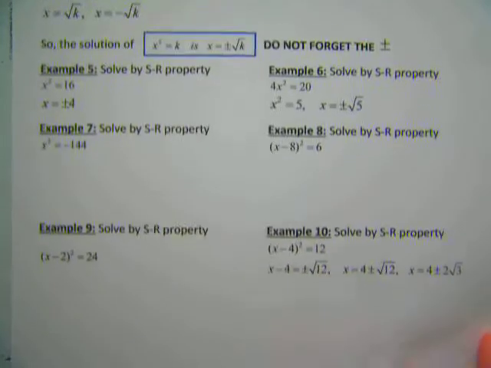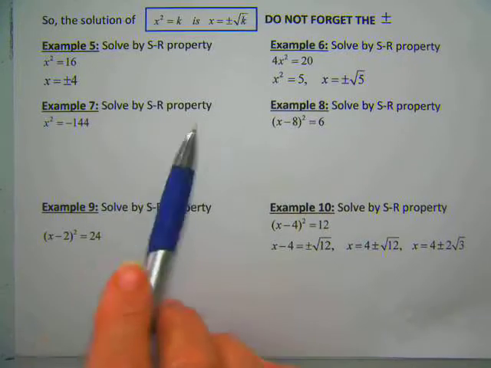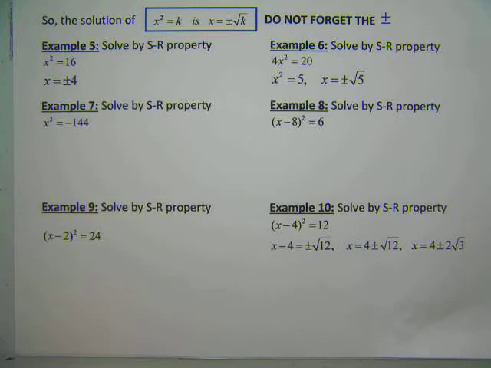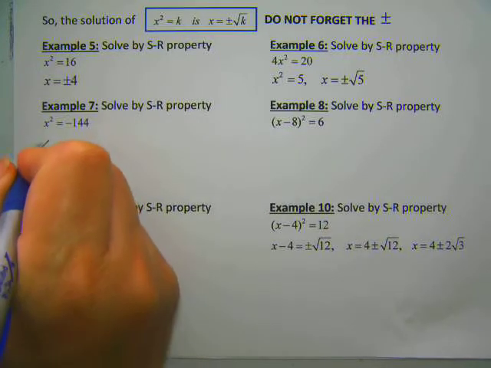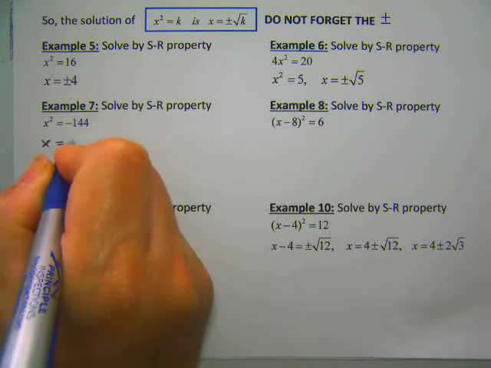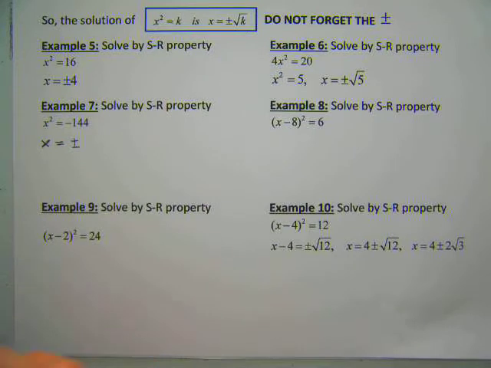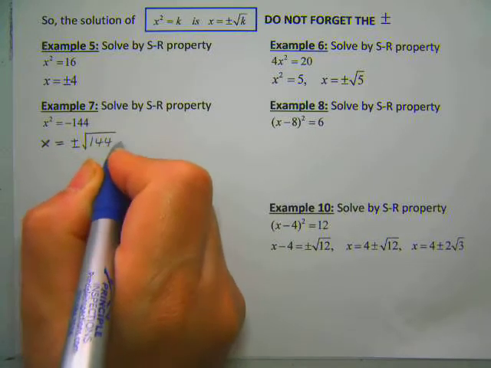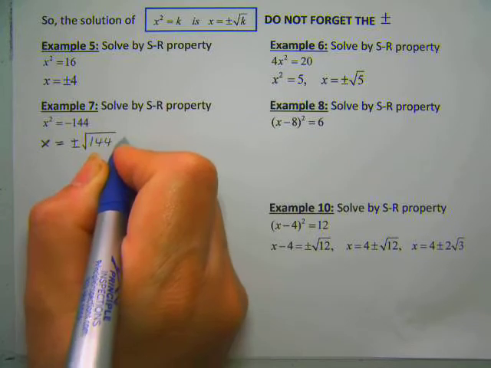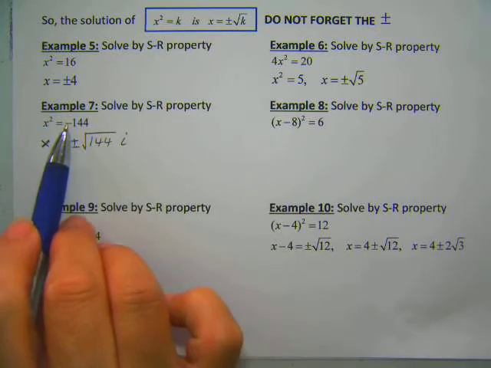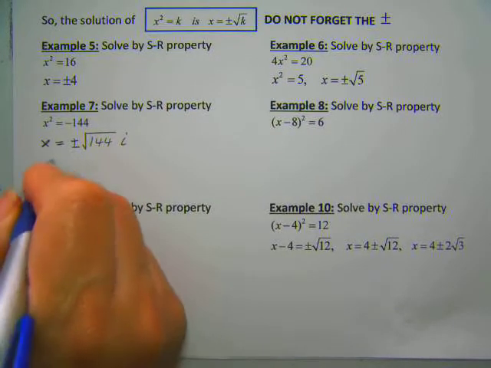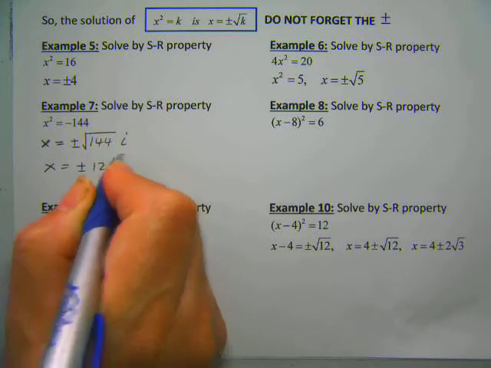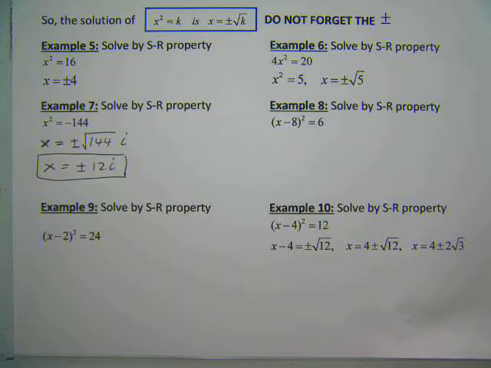So I have two problems solved, and I'll do this one with you. So we have x squared equal to negative 144. By the square root property, x equals immediately plus or minus the square root of negative 144. Okay, let me take it immediately. We know that the square root of a negative is an i, so finally x is equal to plus or minus 12i, which is the square root of 144.